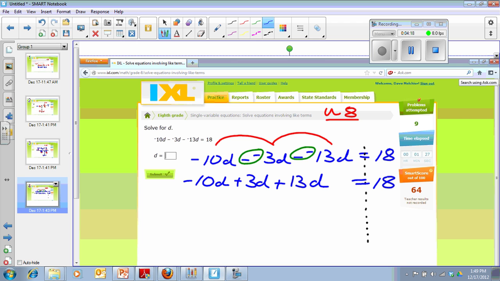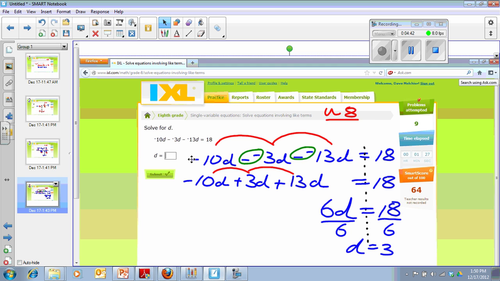And remember, now I can combine these like terms. They're all the same. Negative 10d and a positive 3d and a positive 13d. When I put all of that together, I'm ending up with a positive 6d. All of this equals 18, and then it becomes a pretty easy equation. Divide by 6, divide by 6, and what does d equal? D equals 3. Hopefully this will help students with these units.